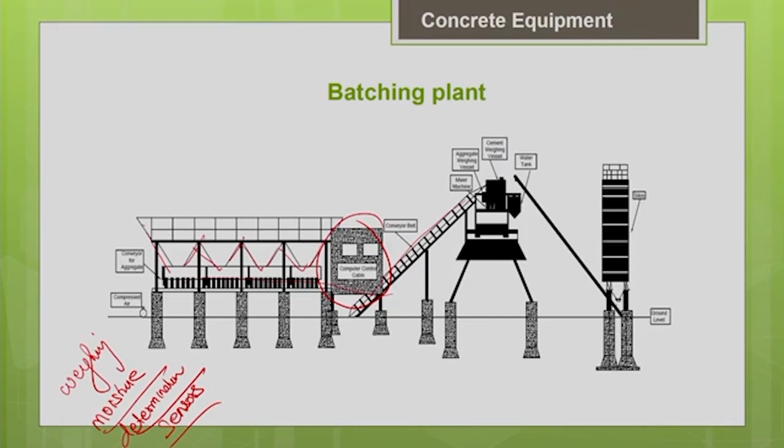Here you can see the aggregates are taken with the help of the belt conveyor. If the aggregates are not going to be weighed here, you need a separate weighing vessel to measure the weight of the aggregate before adding it to the mixer machine. Similarly, these are the cement silos. From the cement silos, the cement will be taken with screw conveyors into the cement weighing vessel, and then it will be transferred to the mixer machine.